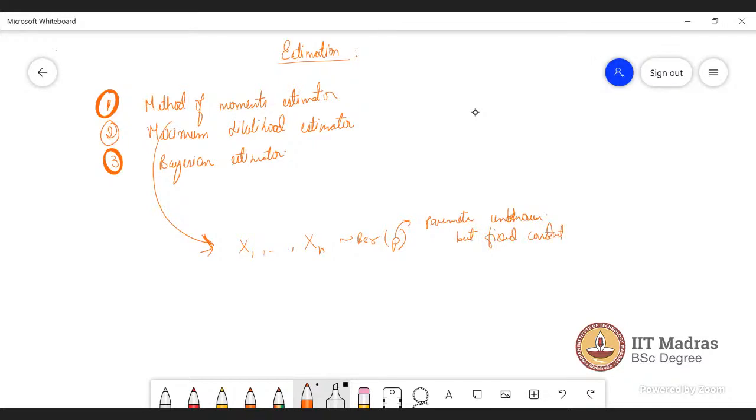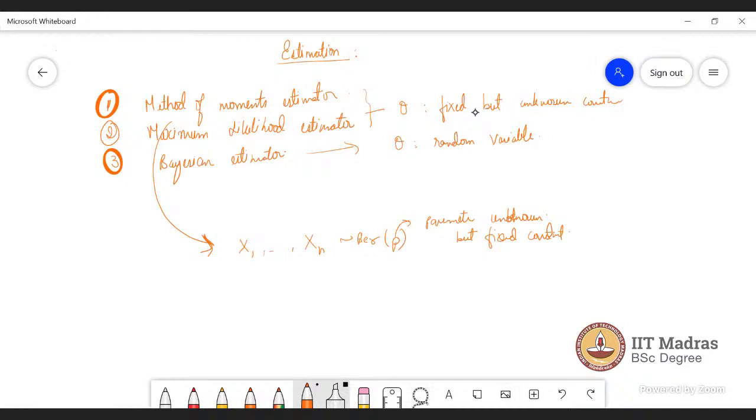So in case of method of moment estimator and maximum likelihood estimator, your parameter theta is always a fixed but unknown constant. But in case of Bayesian estimator, your parameter theta is a random variable. So whenever we approach the problem using the Bayesian approach to estimate the parameter, we assume that the parameter is a random variable and not a fixed constant.